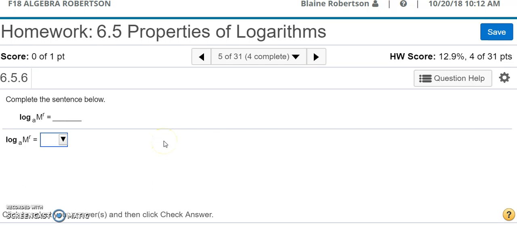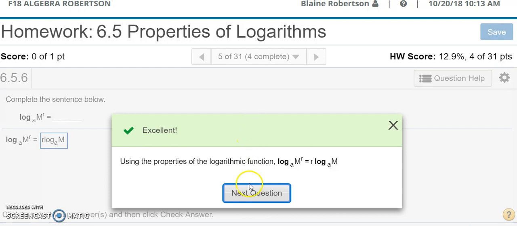For number 5, this time, so now you don't have the same base argument situation, but your argument does have an exponent. Remember, as we talked about now, for this rule, our exponent is going to become our coefficient of the expression. So whenever you have an argument that is raised to a power, you can take that exponent and change it to the coefficient of the entire logarithmic expression. So we will move that r down front, and that will be our answer.